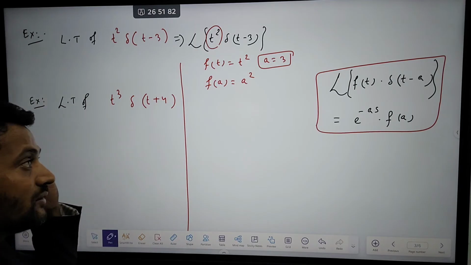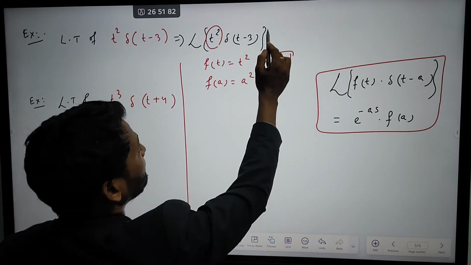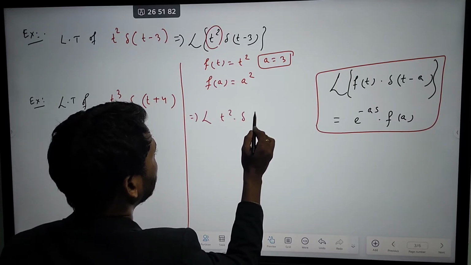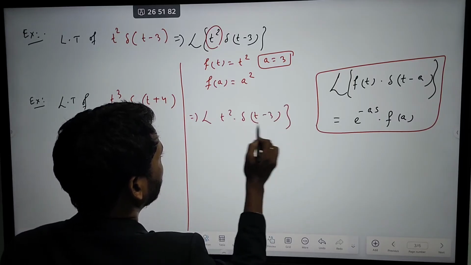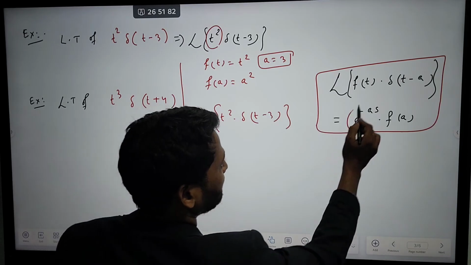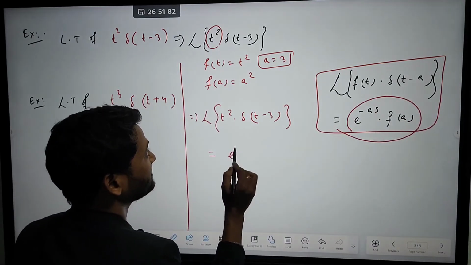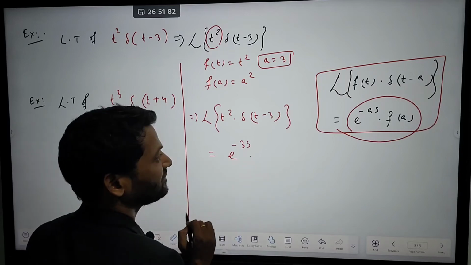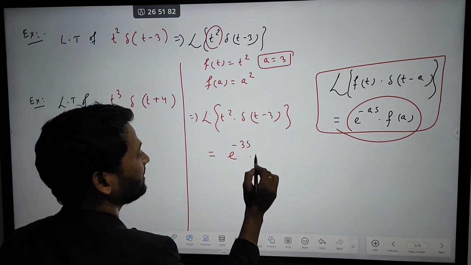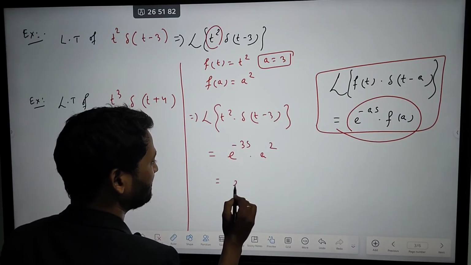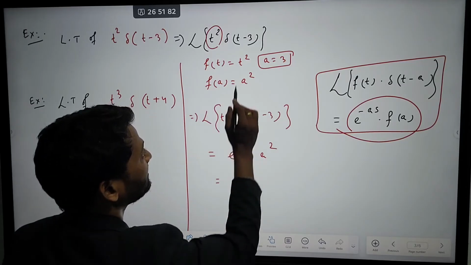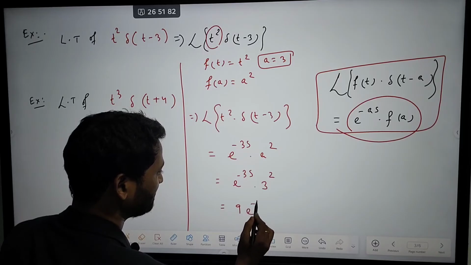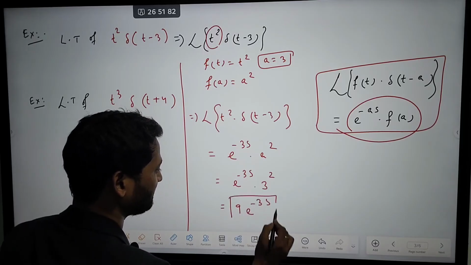ठीक है, so फाइनल एक्सप्रेशन क्या है देखो, लैप्लेस ऑफ t स्क्वायर इंटू डेल t माइनस 3 विल बी क्या है एज पर द फॉर्मूला e टू द पावर माइनस s, e टू द पावर a क्या है 3, सो माइनस 3s, ठीक है, इंटू f ऑफ a क्या है a स्क्वायर. देन e टू द पावर माइनस 3s, a क्या है a is 3, सो इट इज 3 स्क्वायर. सो आंसर इज 9 e टू द पावर माइनस 3s. ये हो गया आपका फाइनल आंसर.